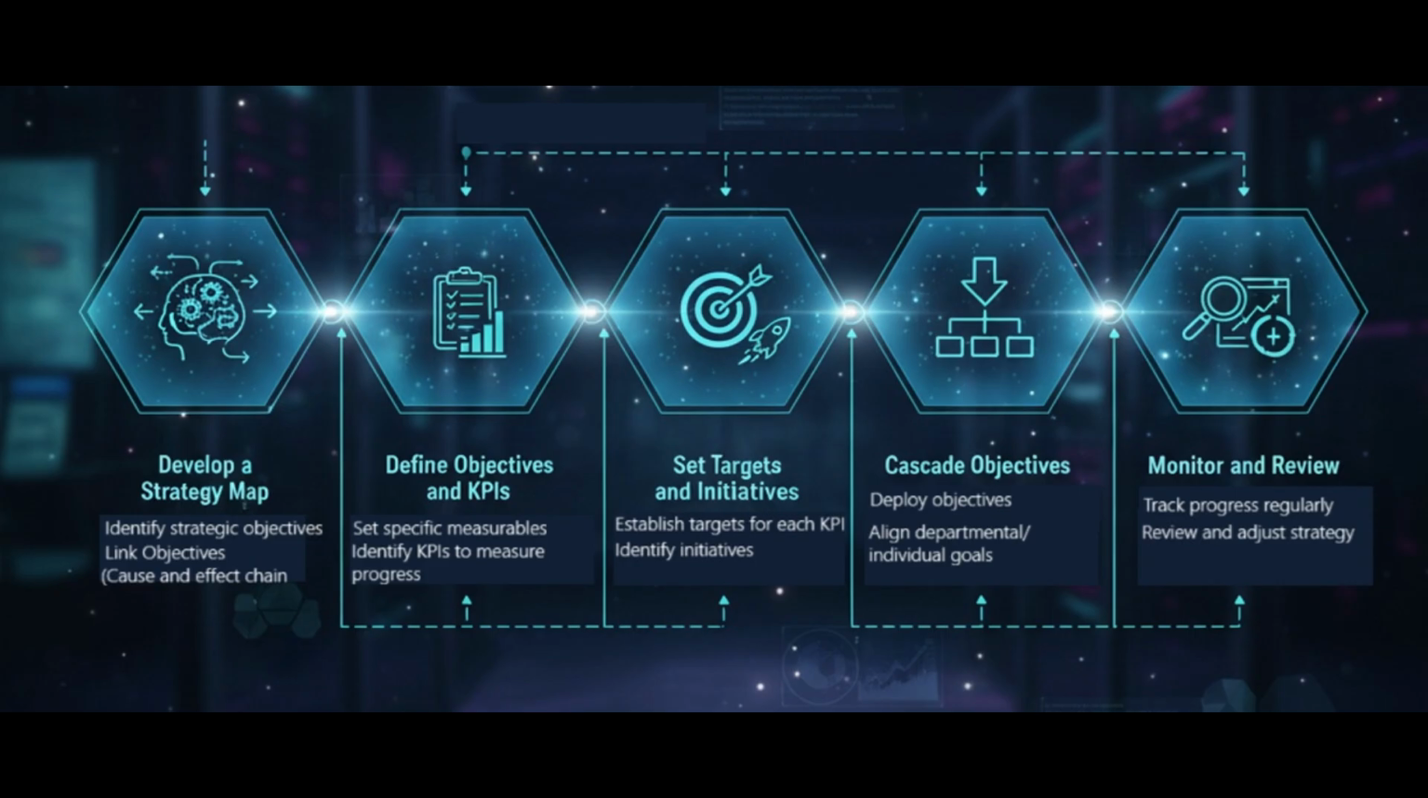After that, we set the targets and initiatives, where we establish the targets for each KPI and identify initiatives to achieve objectives and improve performance. After setting the targets and initiatives, we cascade the objectives and deploy objectives and KPIs throughout the organization. We also align them to the departmental and individual goals within the corporate strategy. And then we monitor and review by tracking progress regularly and reviewing and adjusting the strategy.